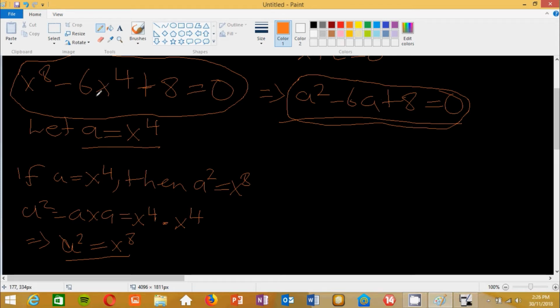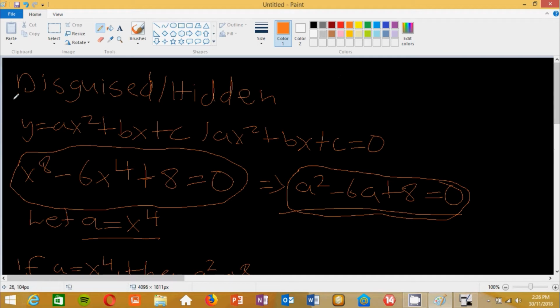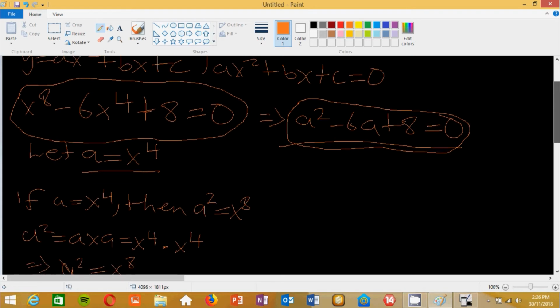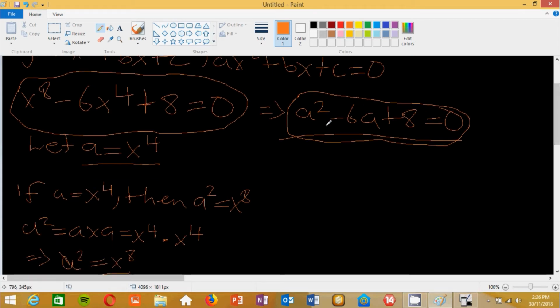So this equation here, this entire thing here, all along was actually a quadratic equation, but in disguise. It was a quadratic equation that was hidden. It was lurking somewhere in the dark. We couldn't find it, we couldn't see it, but now we've brought it out. So we've actually brought out a quadratic equation from this entire expression here.